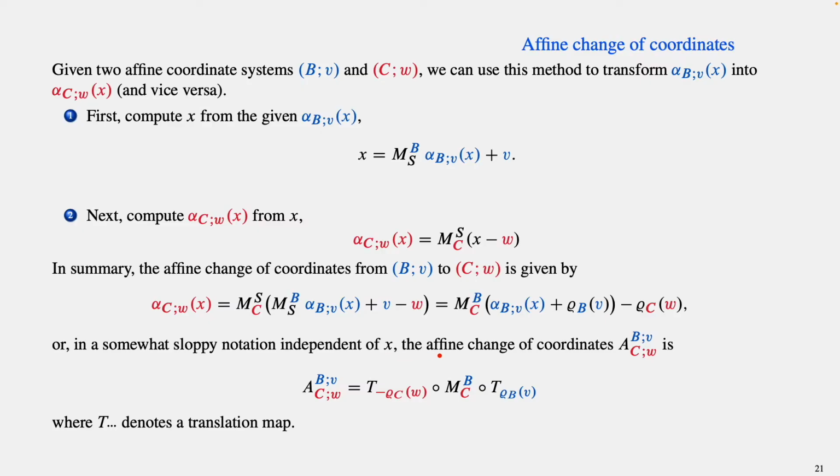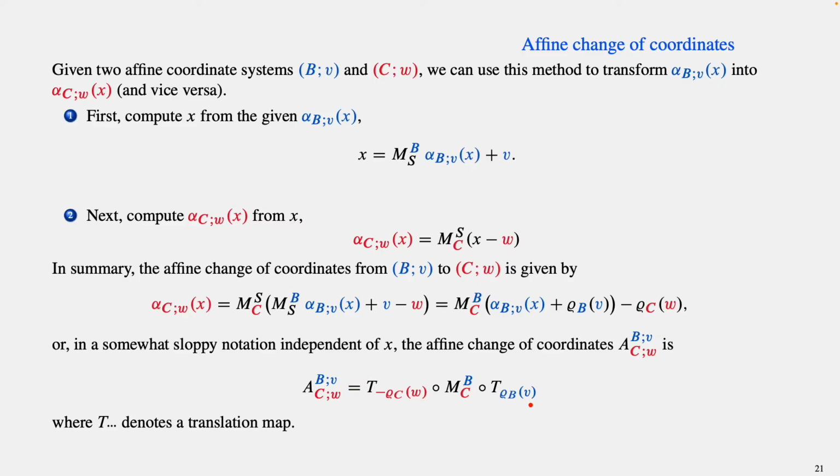And we can express the affine change of coordinates, which I denote by A, BV, CW, as follows. So A, BV, CW is given by a translation. So T denotes the translation map. The translation by minus rho CW composed with a change of basis, the linear change of basis from B to C, composed with the translation by rho BV.